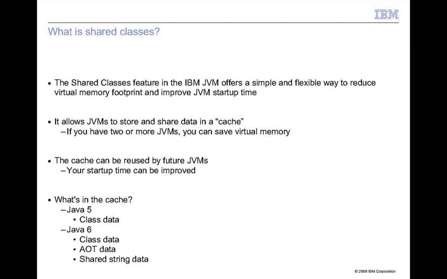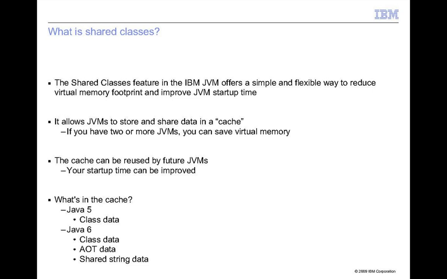However, moving on to the future, in Java 6 we released improvements to not only store class data but also to store AOT data and shared string data. AOT stands for ahead of time, and this relates to data used by the JIT compiler. So when Java methods are compiled at runtime to native code, we're able to store some of the resultant code inside the shared classes cache. Obviously, this means that next time we don't have to generate that code at runtime again.